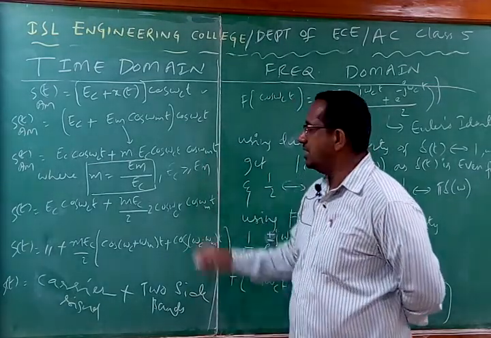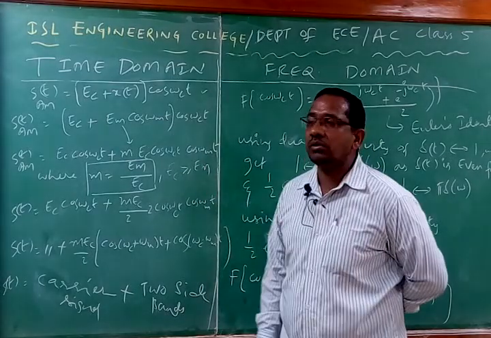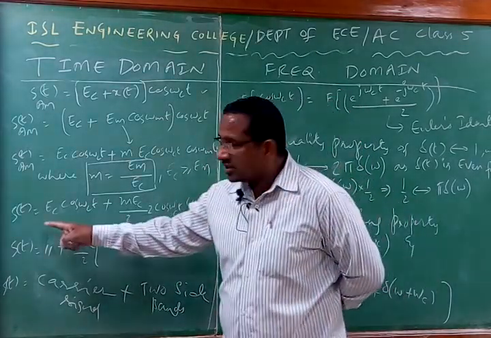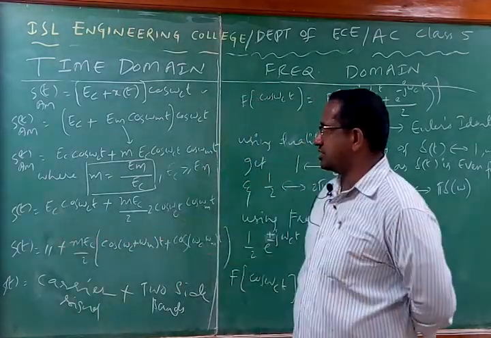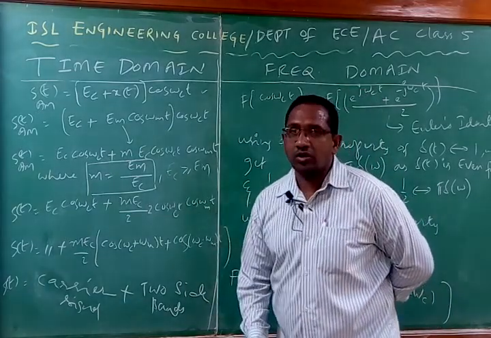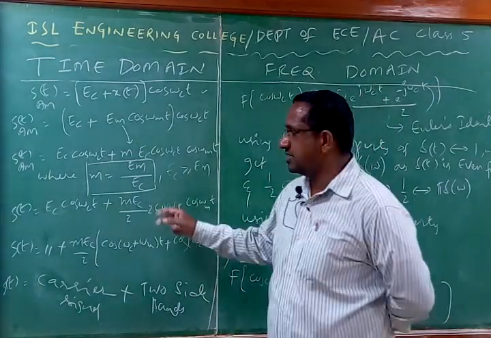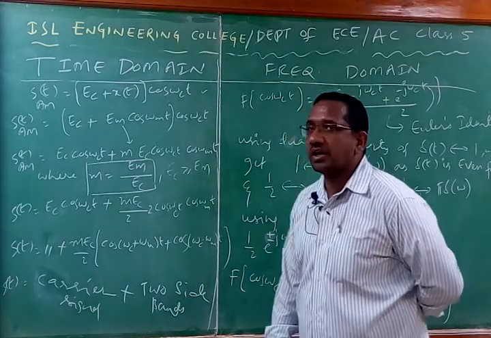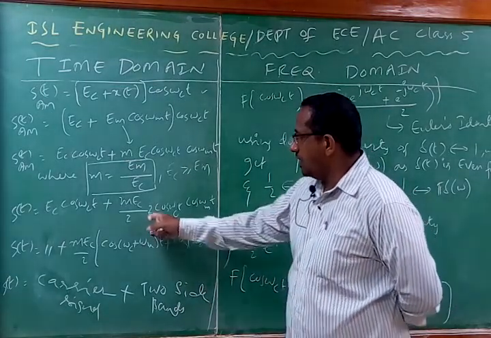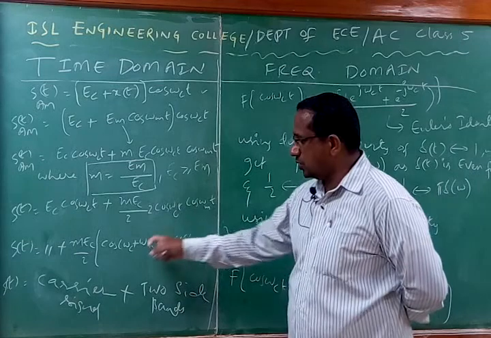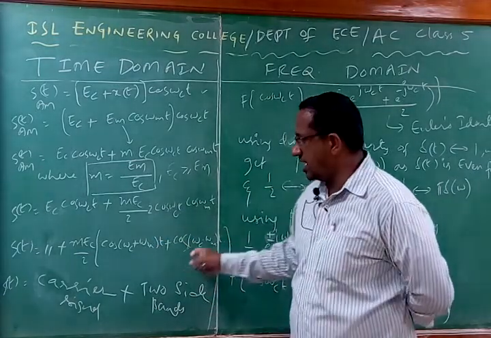So compulsorily Ec should always be greater than or equal to Em. Then next, let us expand this equation now. We have to use a trigonometric relationship to expand it. What formula do we have? We have 2 cos a cos b is equal to cos(a plus b) plus cos(a minus b).